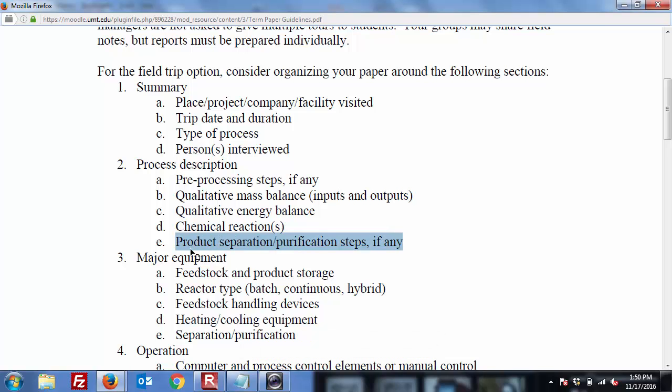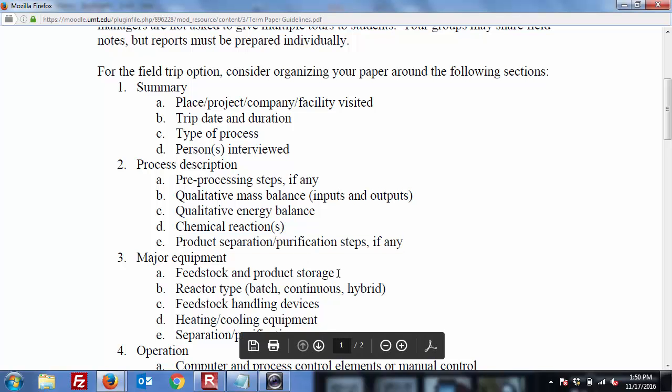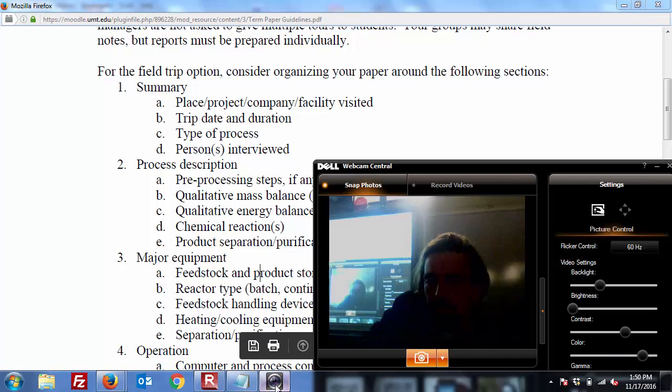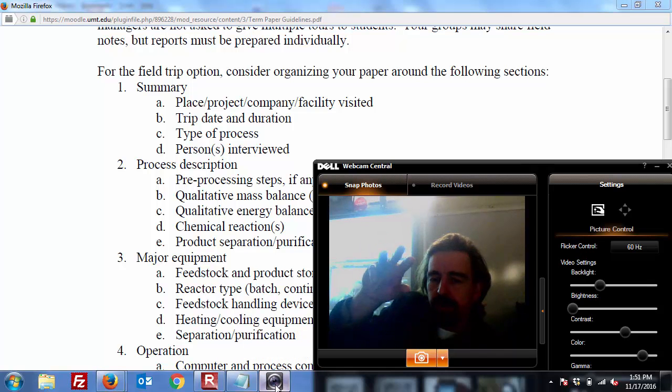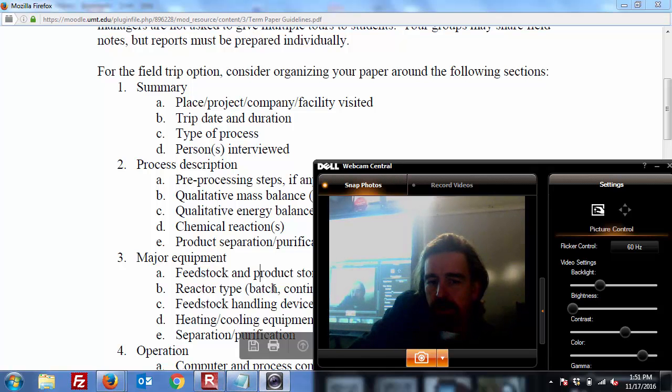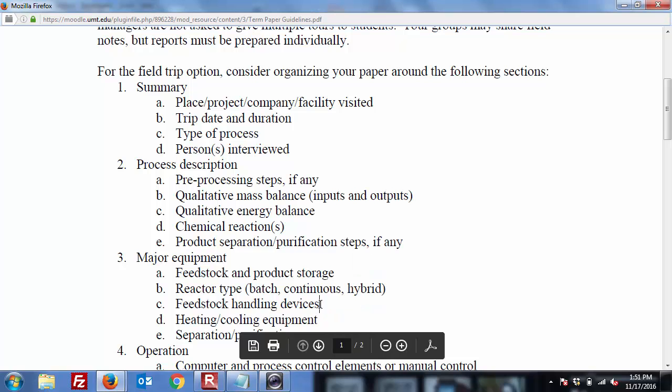Product separation, purification. So in the case of hydrogen, obviously you're looking at coming from water with our hydrolysis system. Feedstock, product storage. The storage in the case of the hydrogen, it's sitting at 5,000 psi in the Kevlar tanks. The reactor type, batch or continuous. With the hydrogen fueling station, the electrolysis is actually continuous, but then it's got three stages of storage, so you can think of that as being more or less batch. In the case of feedstock or handling, you've got a pump.